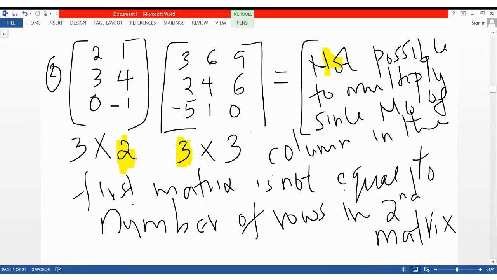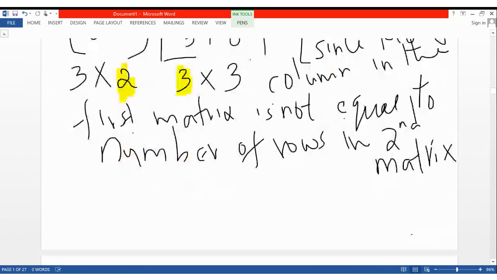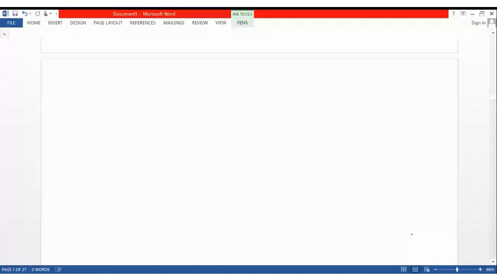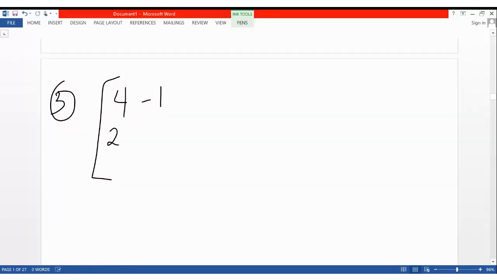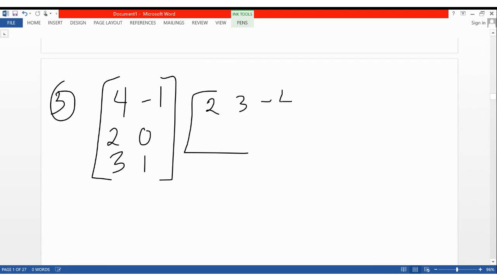So I'll go now to the final example. Number 3. 4, negative 1, 2, 0, 3, 1. And 2, 3, negative 4, 9, negative 1, negative 2.